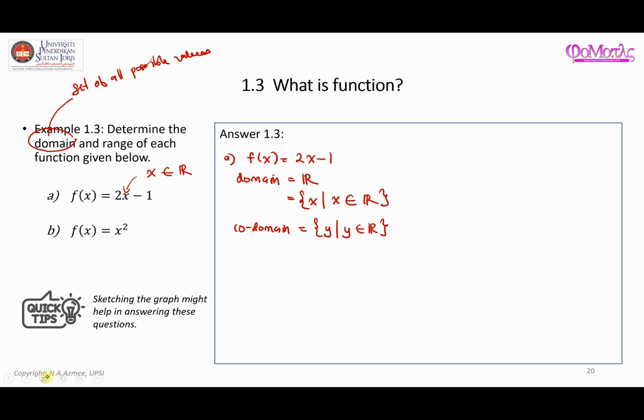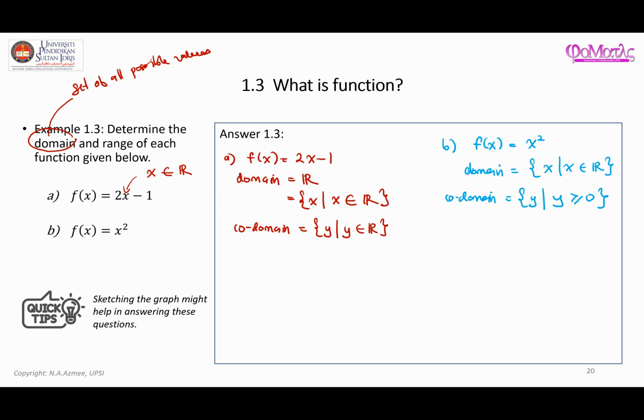Okay, now for question B. We have this function f(x) is equal to x squared, and I hope that you can see the domain is also real numbers. So x is going to be real numbers. You can plug in whatever values of x from negative infinity to infinity. It works just fine. Okay, and based on that, you can see that the codomain is going to be {y : y is greater than or equal to 0}.